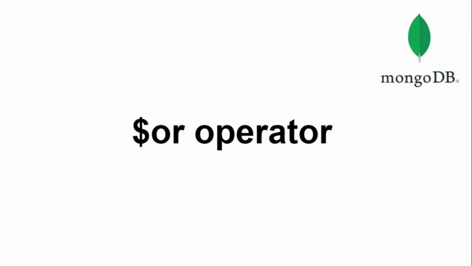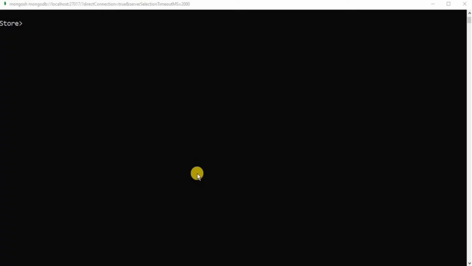Welcome back. In this video, I'm going to show you what is the purpose of the OR operator and how you can use the OR operator in MongoDB. The OR operator in MongoDB works in the same way as in any other programming language. So, the OR operator is used to perform a logical OR operation on an array of two or more expressions and selects or retrieves only those documents that match at least one of the given expressions in the array.